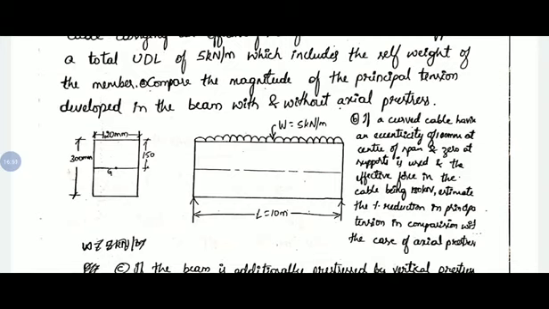In the second case, if we replace that straight axial tendon with a curved tendon of 100 mm eccentricity at center and 0 eccentricity at support, with a pre-stressing force of 180 kN, how much will the principal tensile stresses reduce in comparison with the first case? That we need to find out.